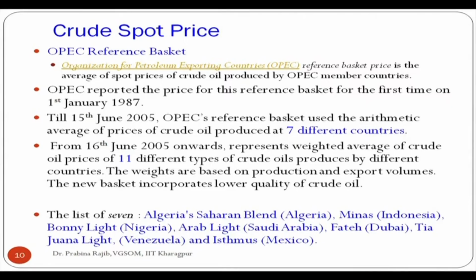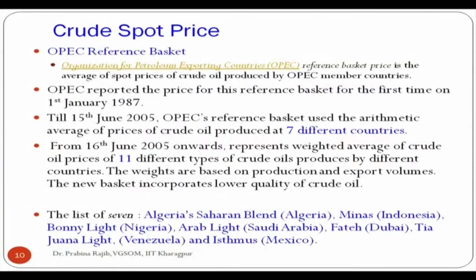And which were the 7 different varieties? You have Algeria's Saharan Blend, you have Minas from Indonesia, you have Nigeria's, you have Arab Light, you have Fateh from Dubai, you have Tia Juana Light from Venezuela, and Isthmus from Mexico. From these 7 different varieties of crude oil, the arithmetic average price was calculated and reported as the spot price of the OPEC reference basket.